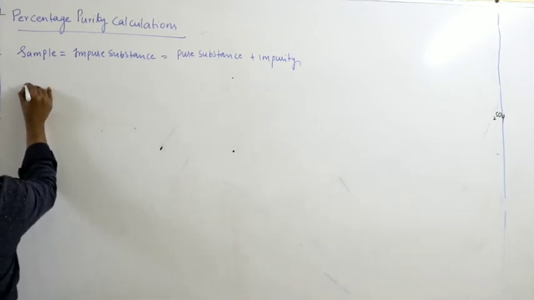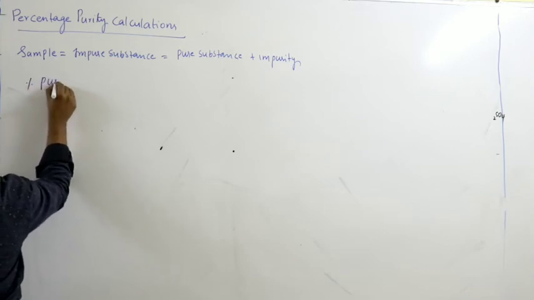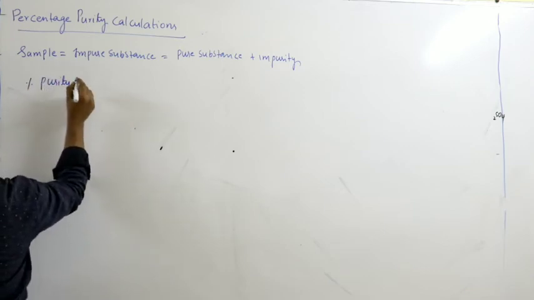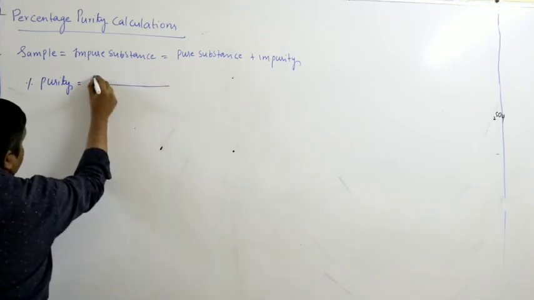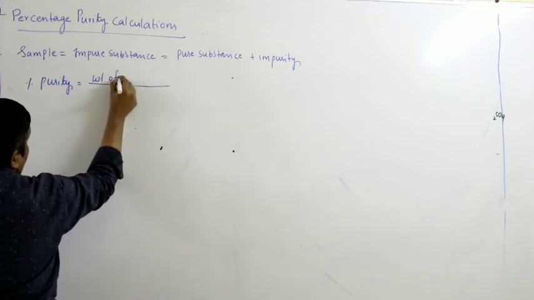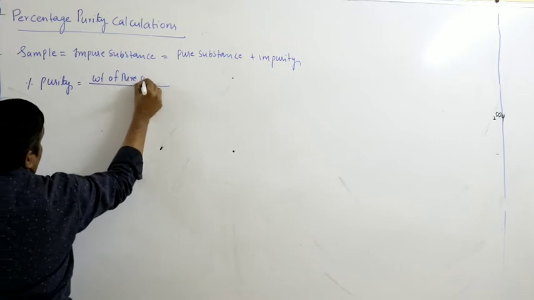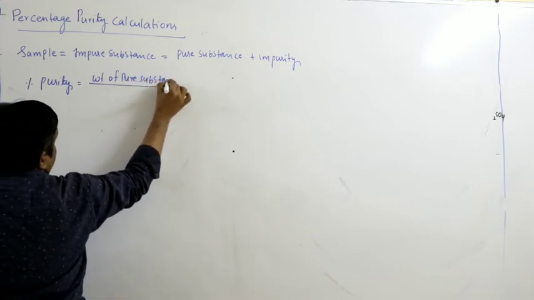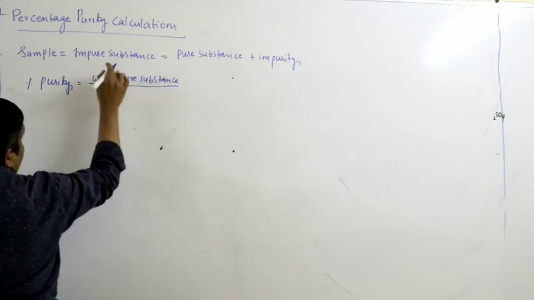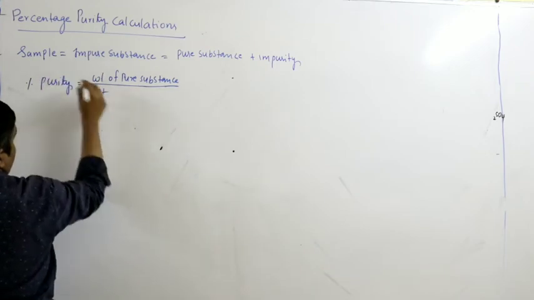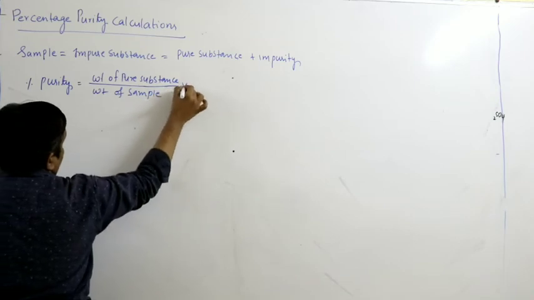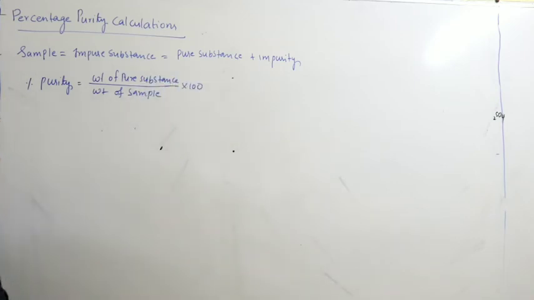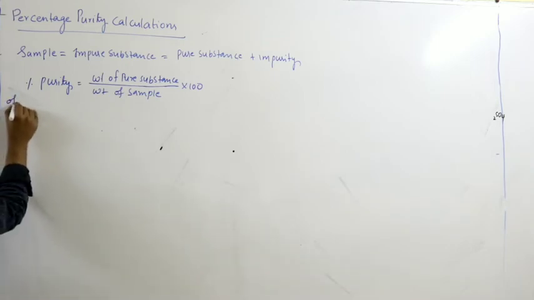So this is the formula: percentage purity of a substance is equal to weight of pure substance by weight of impure substance, or weight of sample, into 100. So this is the percentage purity of the substance.